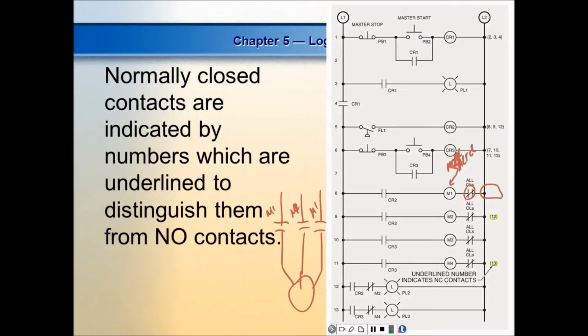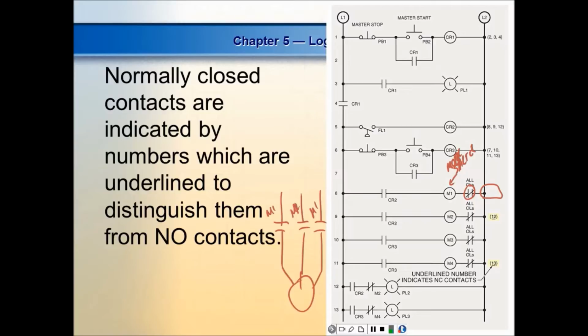You understand? Good catch. Now look at number 9. Then I come up here and I see this number right here. So this guy here has a contact somewhere within my control diagram. Sometime within my control diagram. That was a long one.